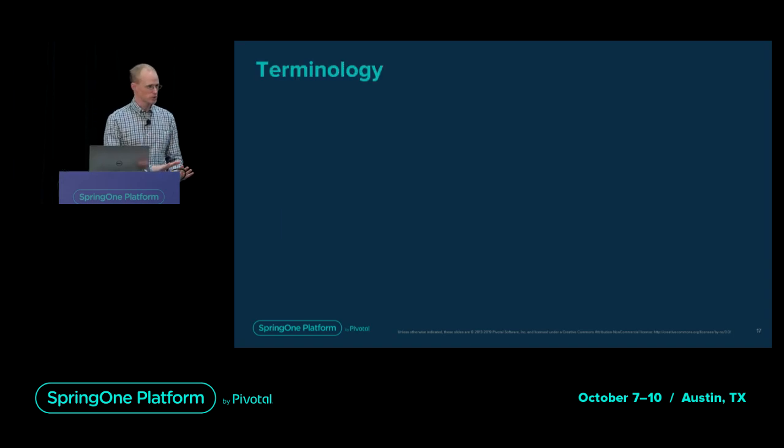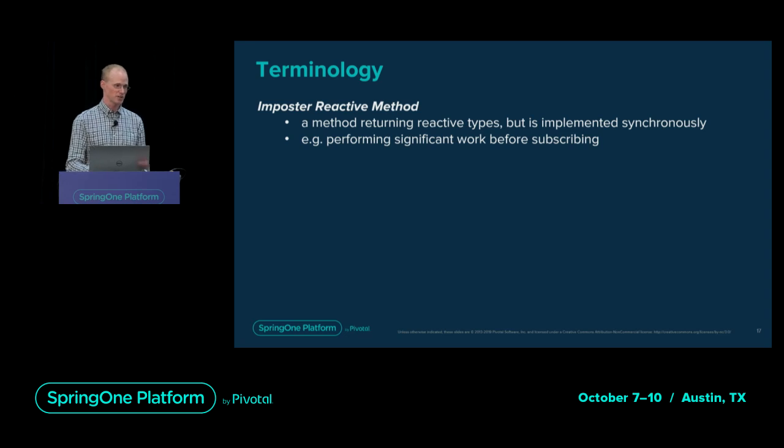So now that we've gone through some assumptions, I want to define a few terms. And I find that having a common vocabulary for some of these assumptions makes it a lot easier to talk about with your fellow engineers, a lot easier to identify on code reviews, a lot easier to identify when something is correct versus not correct. So the first term that I'm going to define is what I'm calling an imposter reactive method. So this is a method that looks reactive. It has a method signature that returns a reactive type. However, if you were to actually look at the implementation of that method, you would see that it's really just implemented synchronously.